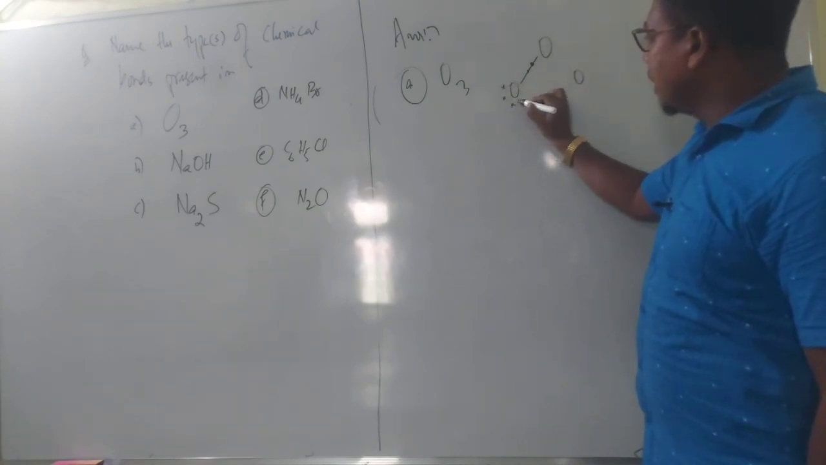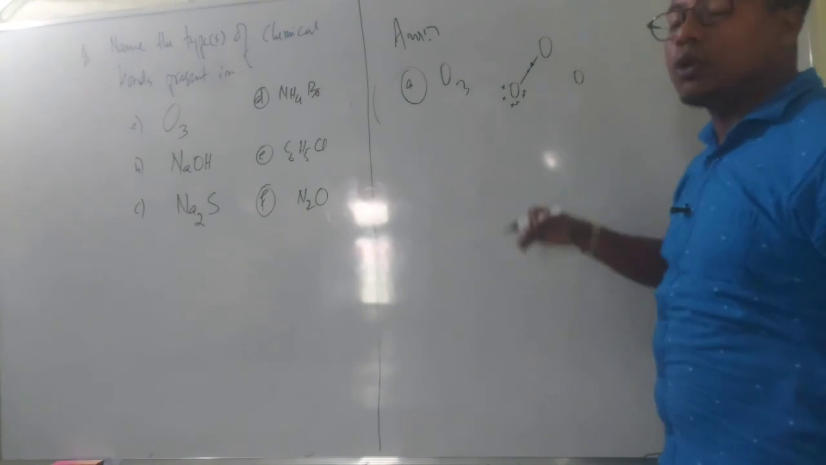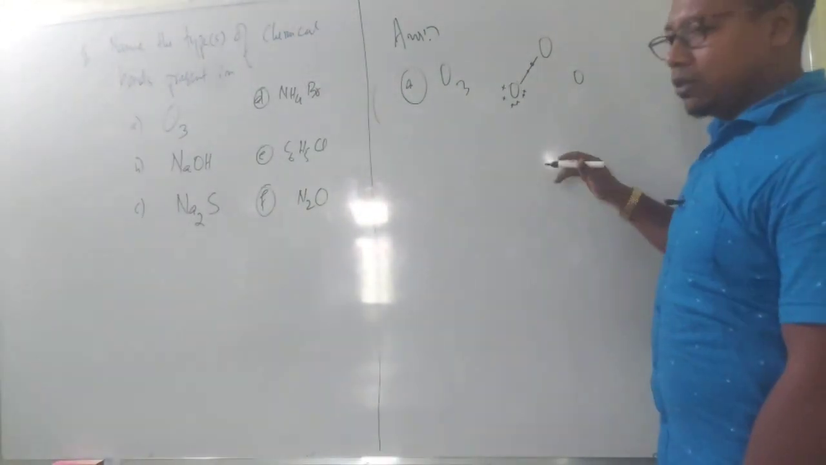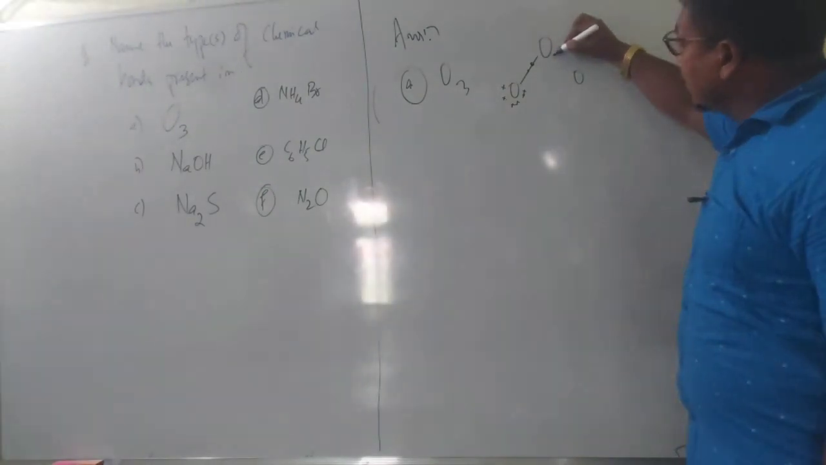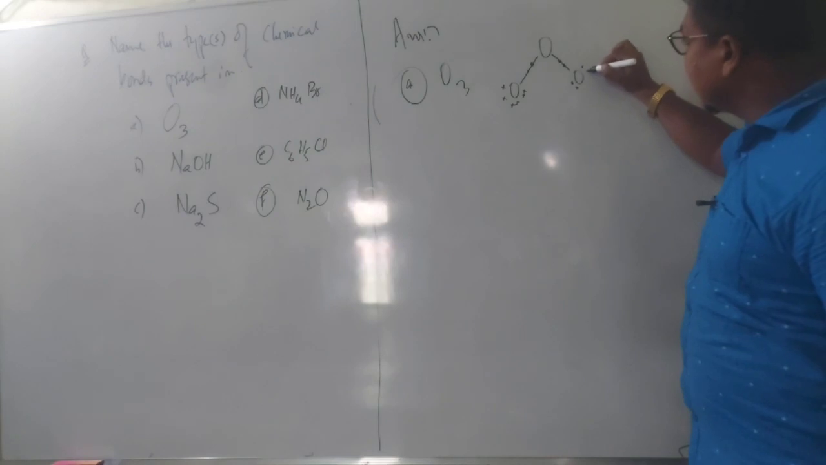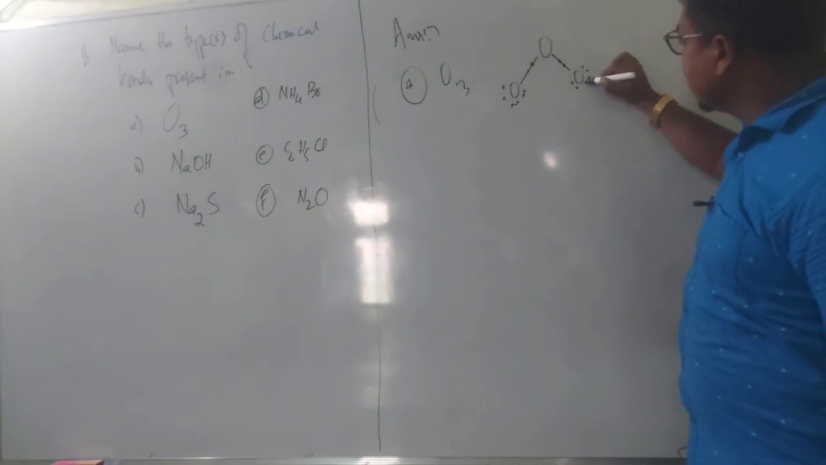This is the steps to draw Lewis structures. Okay, correctly. Similarly, using 2 electrons, the bond is formed. Let me draw this by cross.